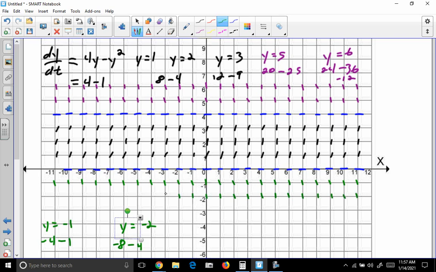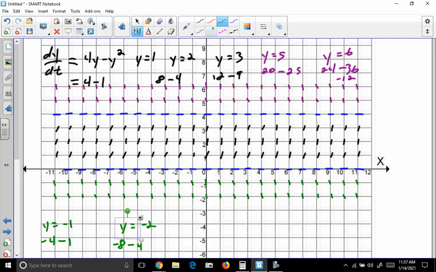So this is a direction field, and these are actually isoclines because on this line, all of these have the same slope. On this line, all of those have the same slope. Here, all of those have the same slope. So here's a direction field.